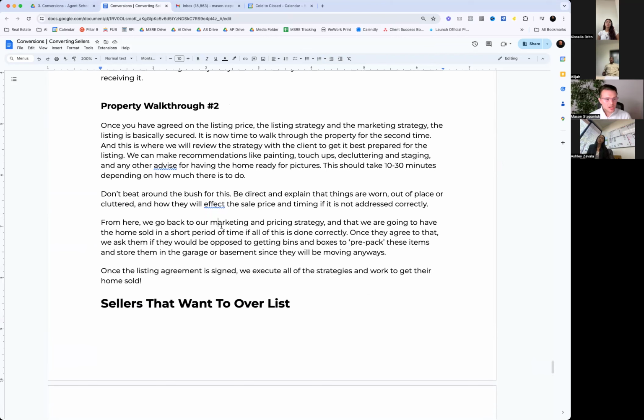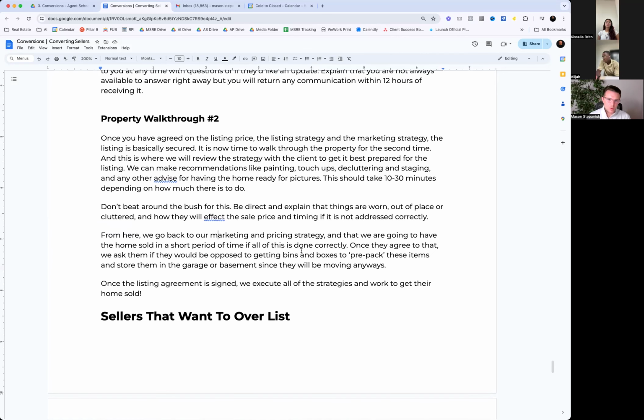Okay. Now, by then we should have them 99% of the way there. We now want to do a second walkthrough of the property. This is where we go through and get the buy-in. This is what we need to do to get it prepared, and this is what we need in order to make it most appealing to buyers so we get the best price for them.